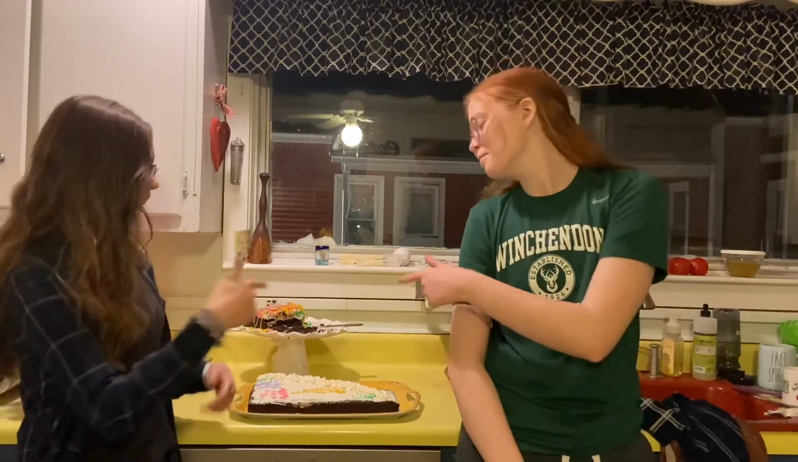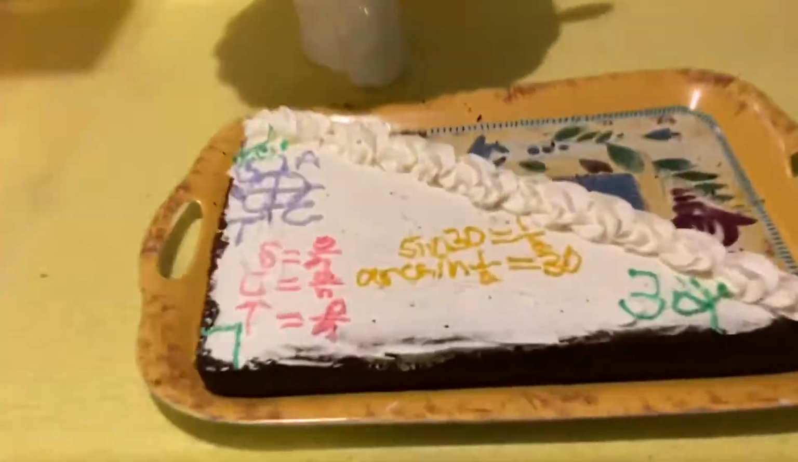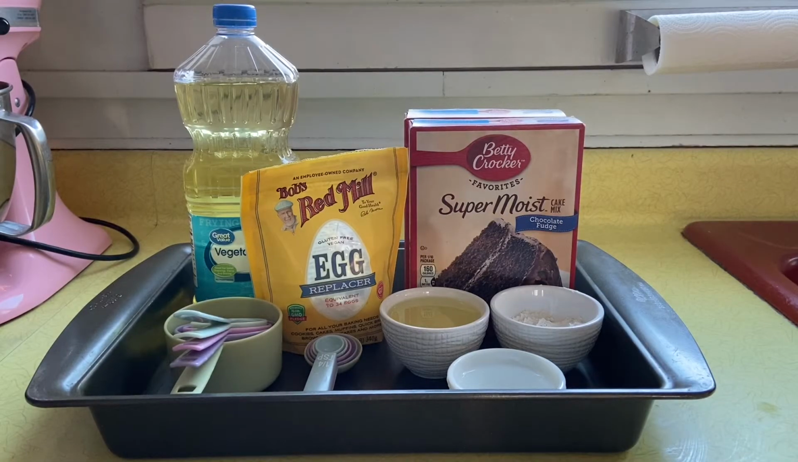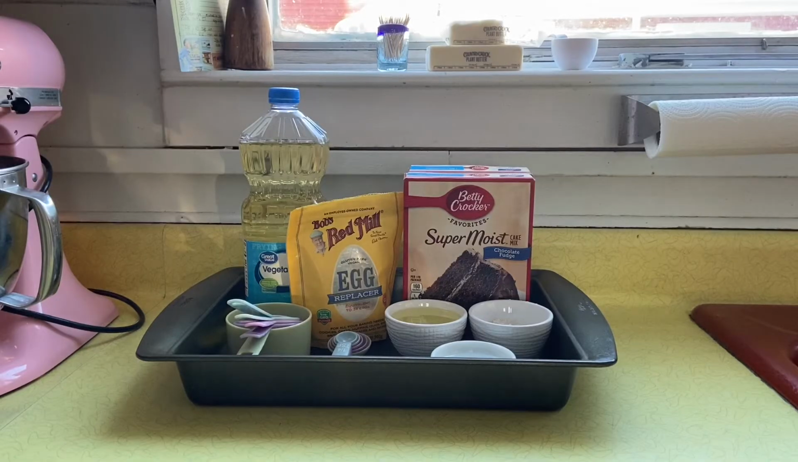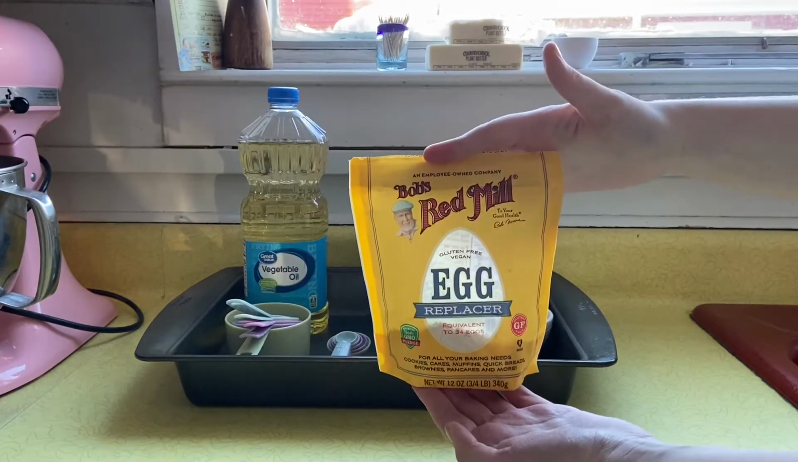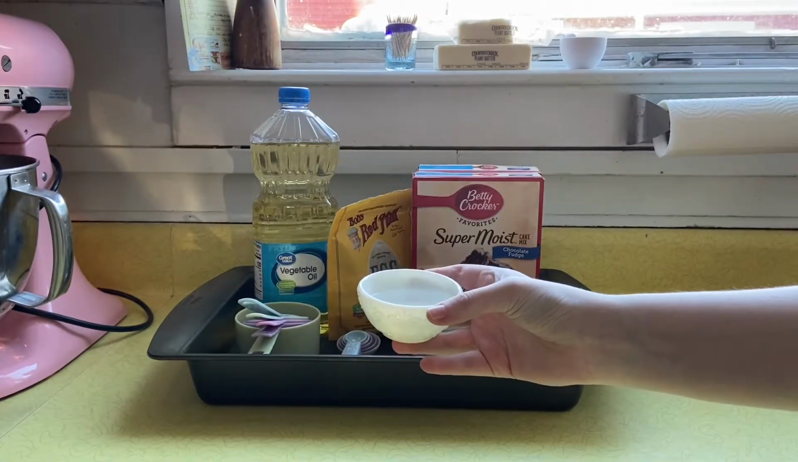Today's episode is a special triangle special where we make this cake. Today we're going to be making 2 special triangle trig cakes. These are the ingredients that we'll be needing for our cakes today: cake mix, egg replacer, vegetable oil, and water.